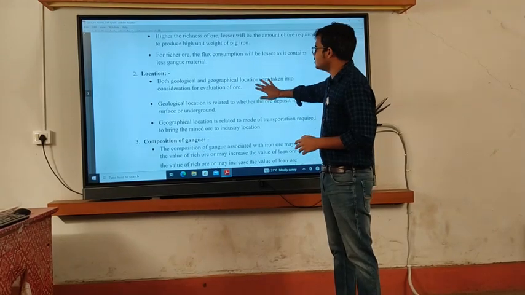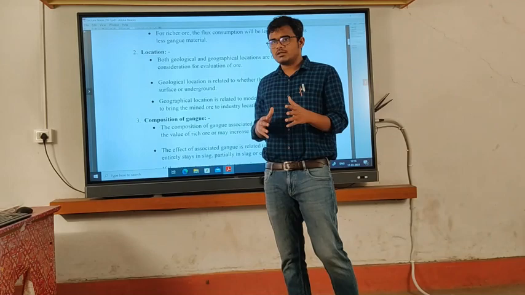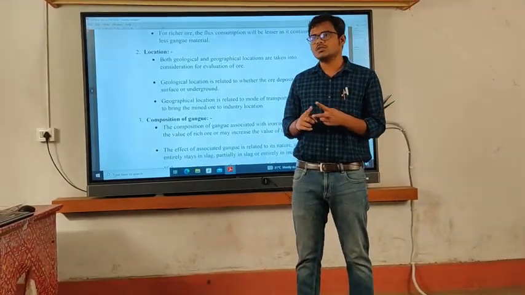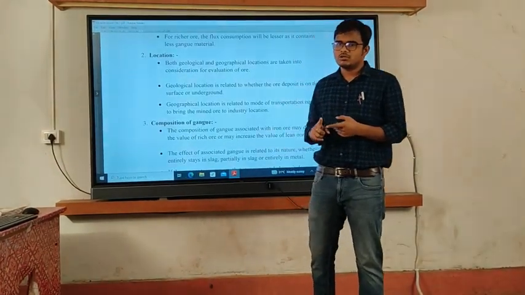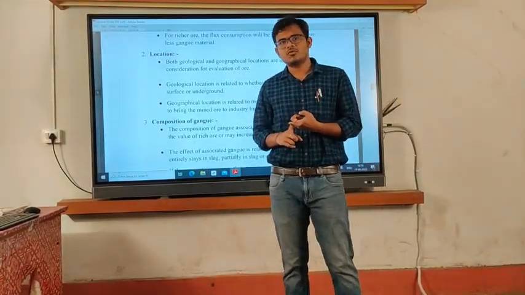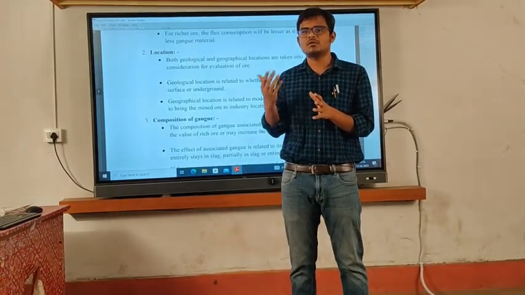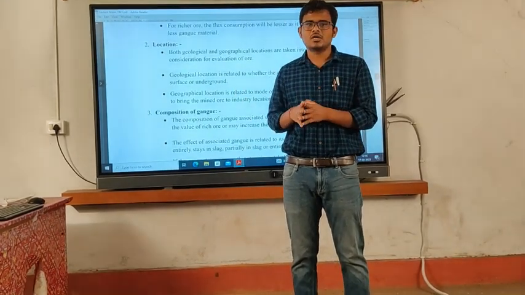Then the next parameter is location. There are two different kinds of location. One is geographical location and another is geological location. Geological location is concerned with where the ore is present in the earth's crust. Is it above the earth's crust, or is it below the earth's crust?